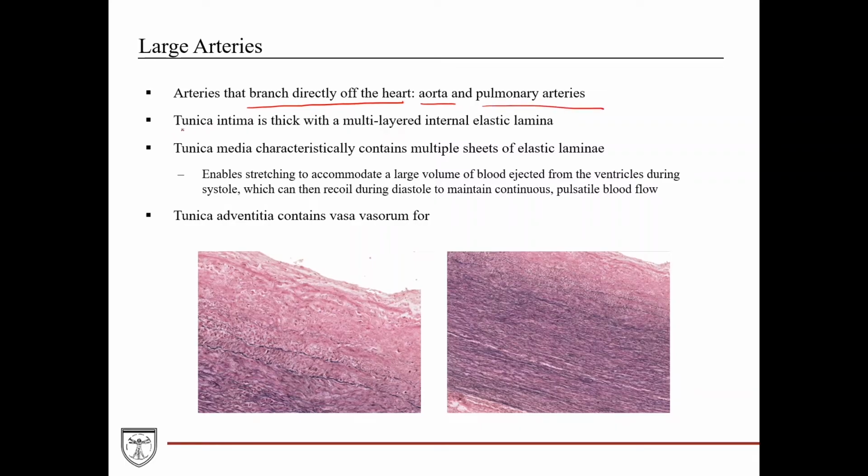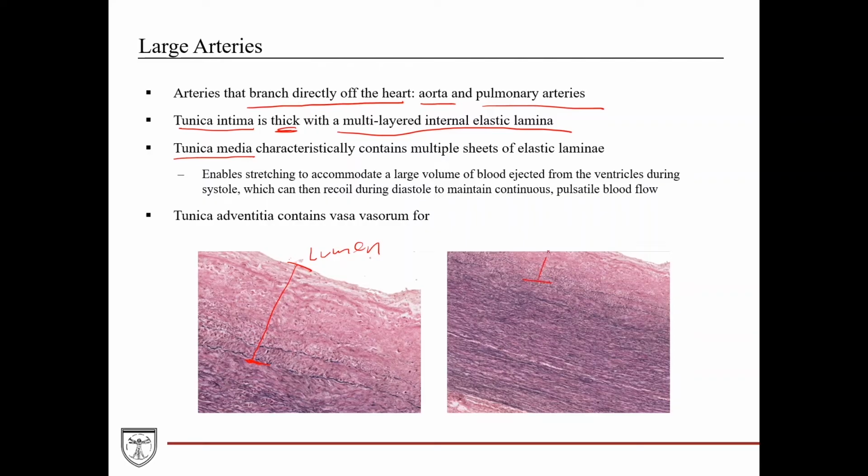Histologically, what you have are some characteristics here of the thickness. So the tunica intima is actually pretty thick, versus it's very thin in the other types of arteries. So you can see here's the lumen. And then if you go from here all the way down to here, that's all tunica intima, and you can see it's very, very thick. And then it has a multi-layered internal elastic lamina. Now the tunica media is also very thick.